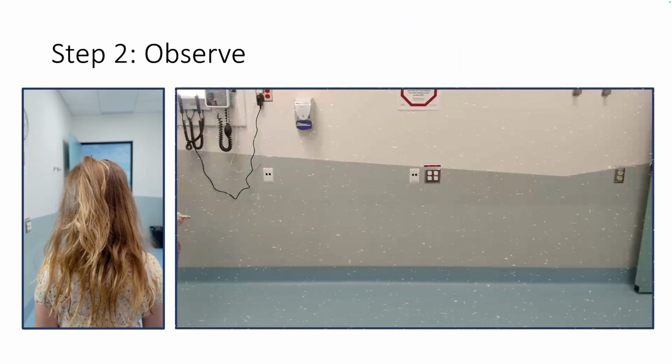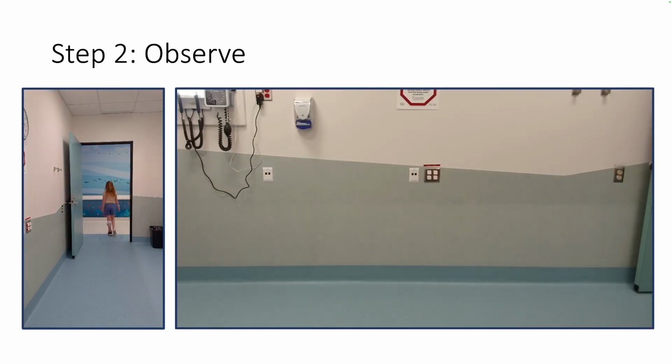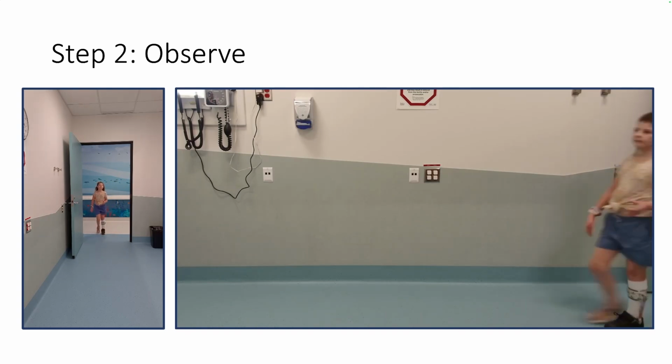The second step of the assessment is to observe the child. For ambulatory children, this means first looking at how they walk. Look for a Trendelenburg gait, limb length discrepancy, abnormal limb position, and signs of pain.